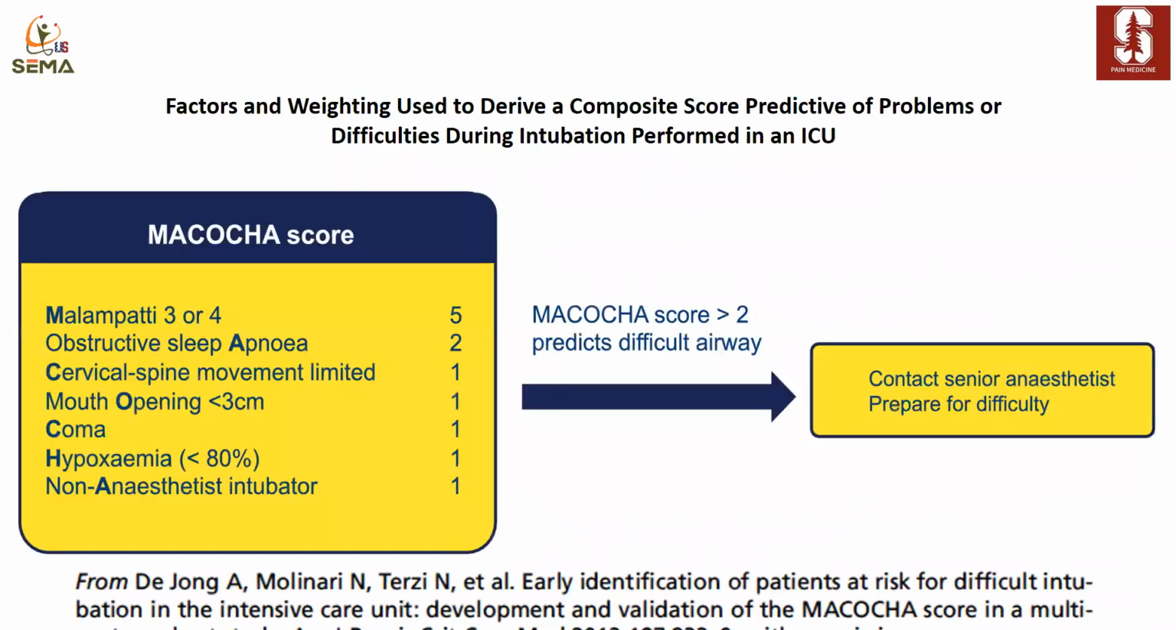Assign the team members. Here is a specific prediction tool for difficult airway in the ICU called the MACOCHA score, which basically has 7 parameters, each one assigned a score. Then you sum up the score, and if it's more than 2, you need to have a senior anesthesiologist.